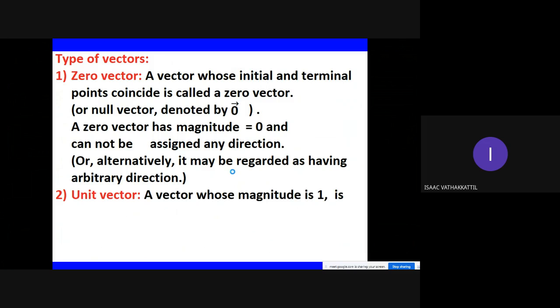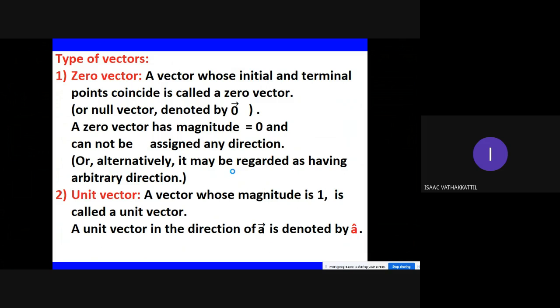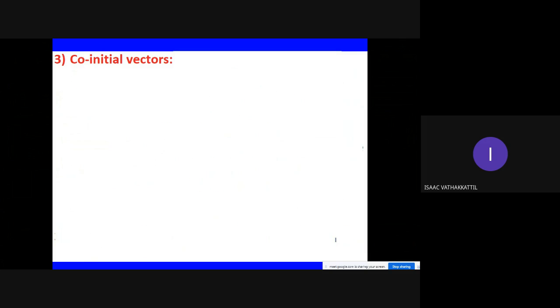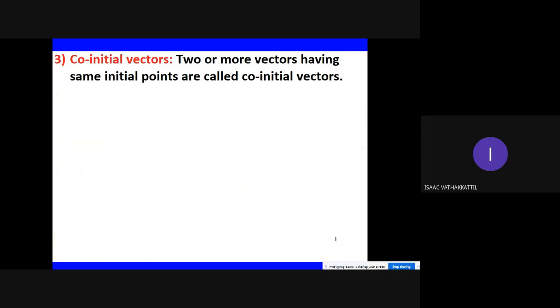Unit vector. A unit vector is a vector having magnitude 1. A unit vector in the direction of a vector A is usually denoted by A cap, and A cap represents the unit vector in the direction of A. Co-initial vectors: two or more vectors having the same initial point are called co-initial vectors.